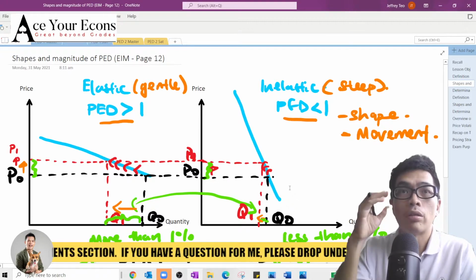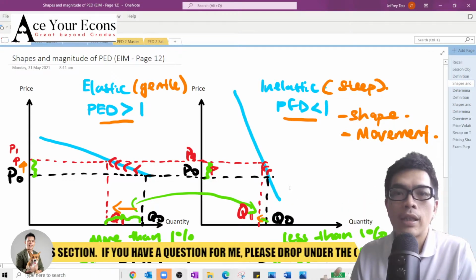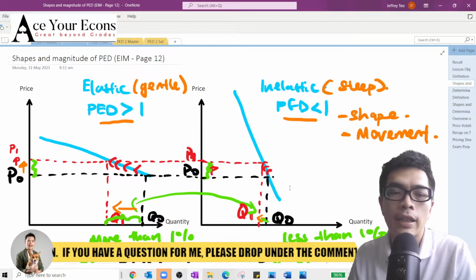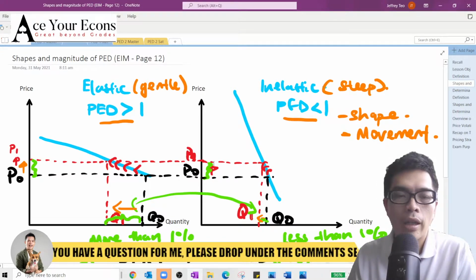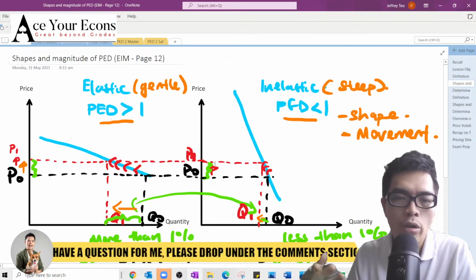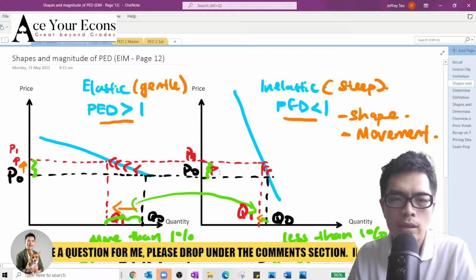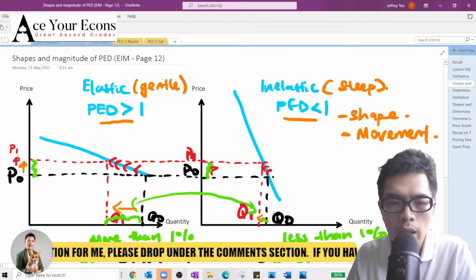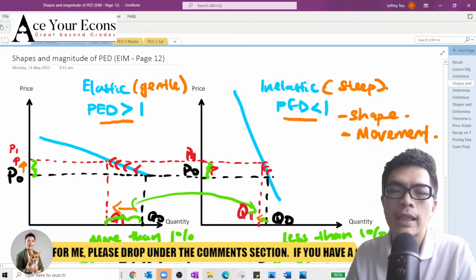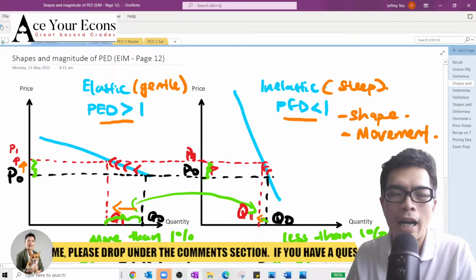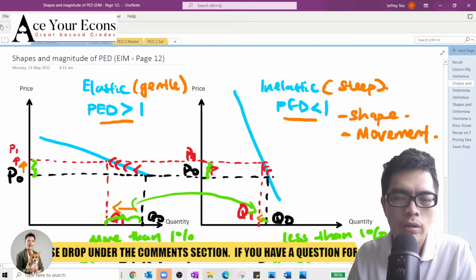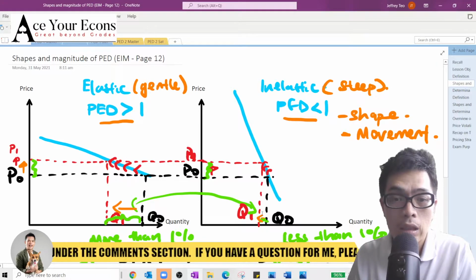Okay, so the correct answer is inelastic, lesser than 1, not sensitive to price change. Why? Because this is a food that you consume on a daily basis. So when there's an increase in price, the consumer will be less sensitive to price change. They will cut back on their rice, but not a lot. So this is how we want to play around with necessity.